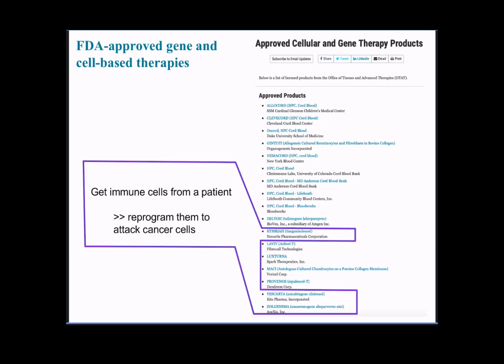And the idea is you take immune cells from the patient and then you reprogram them, you engineer them genetically to specifically recognize cancer cells of certain types, right? So you take immune cells from the patient, you teach them genetically how to recognize cancer cells, and then you put them back in the patient.